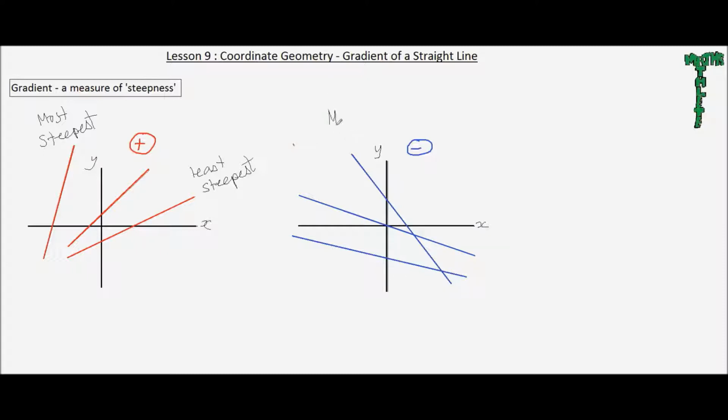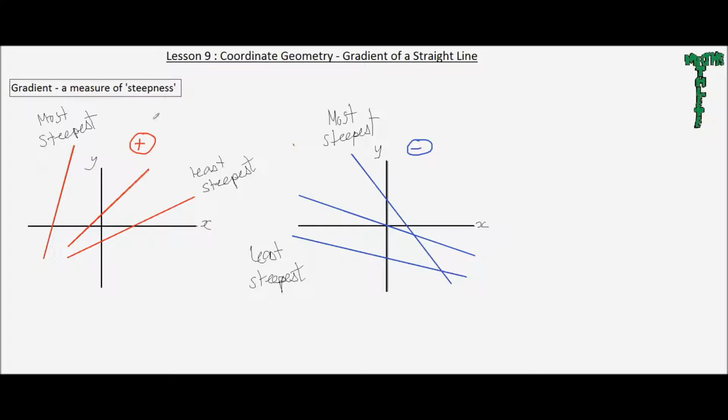This would be the most steep, and this would be the least steep, and this would be somewhere in the middle. Excuse my handwriting. So this would be the least steep. So basically the steepest ones have the highest value gradient.